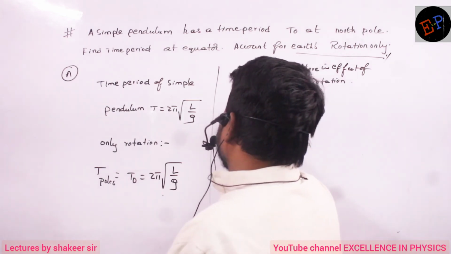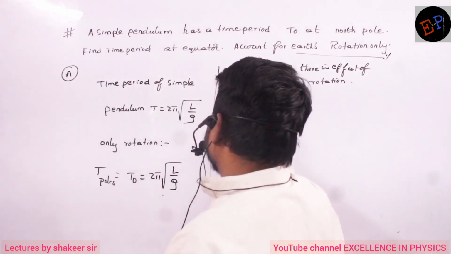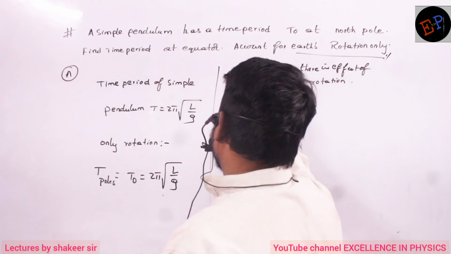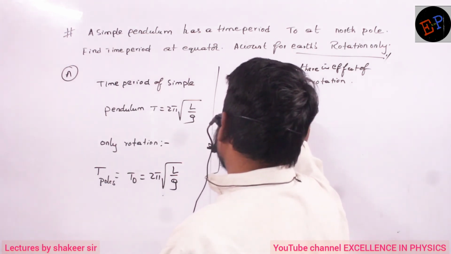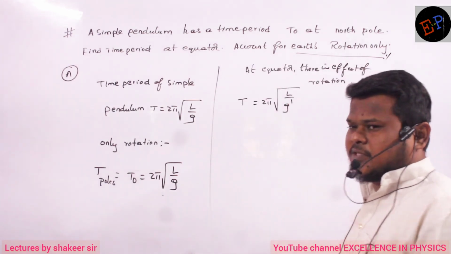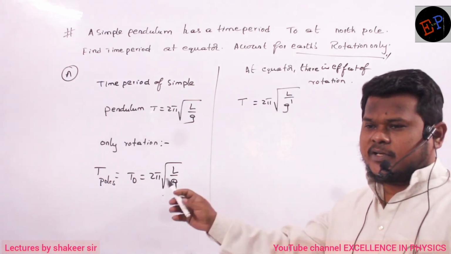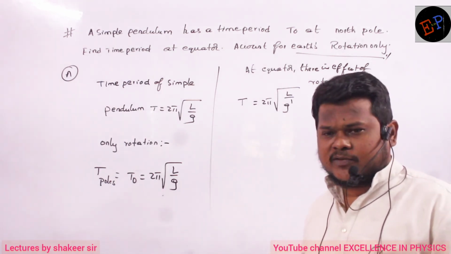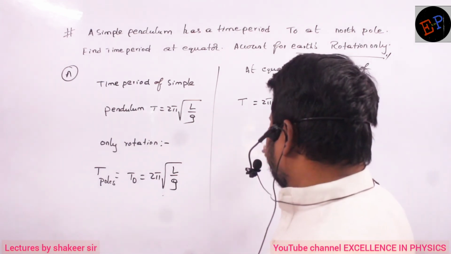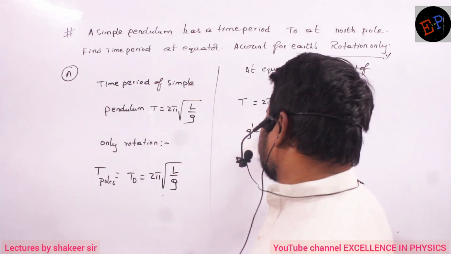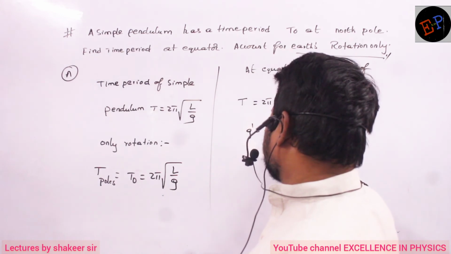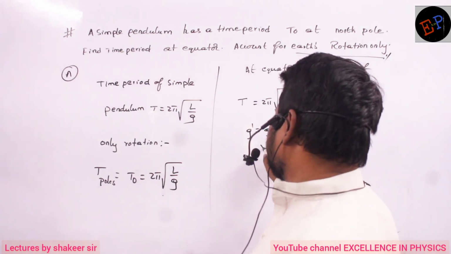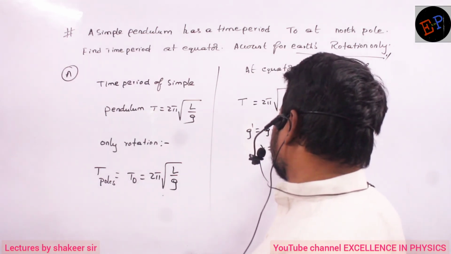So therefore, let that time period be T. So T is equal to 2π√(L/g'). The g value will change, definitely, because at the equator, Earth is rotating. If Earth is rotating at the equator, definitely the g value reduces. So g' value will be how much? g minus Rω² cos²λ. So the λ value is 0 at the equator.